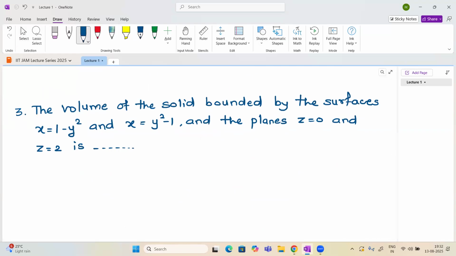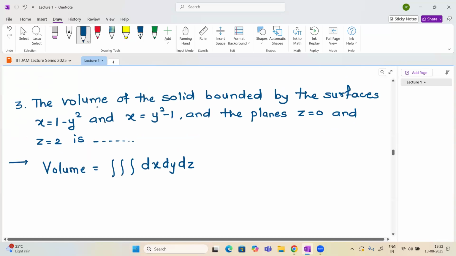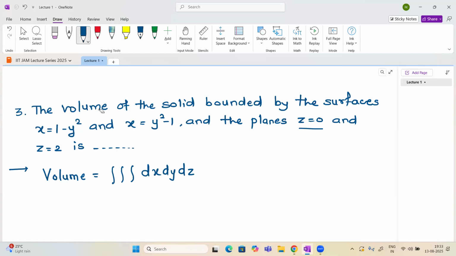Which is bounded by surfaces. They are given the surfaces and the planes also. So does anyone know the formula of volume? Triple integration, dx dy dz or dz dy dx, whatever. But see, here we want the limits of x, limits of y, and limits of z. In the given problem, they have directly given the limits of z. No need to worry. z is equal to 0 and z is equal to 2. Getting the point?